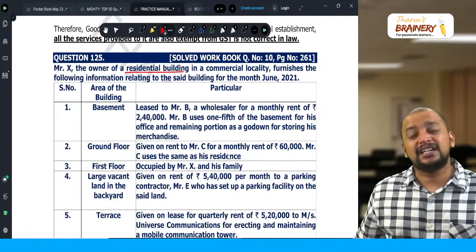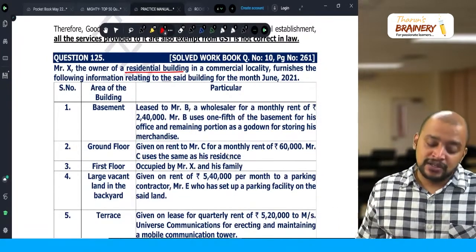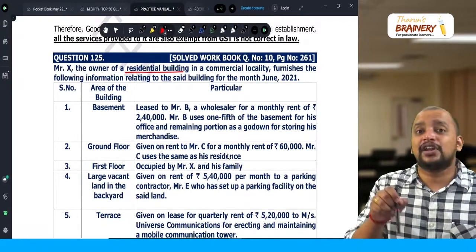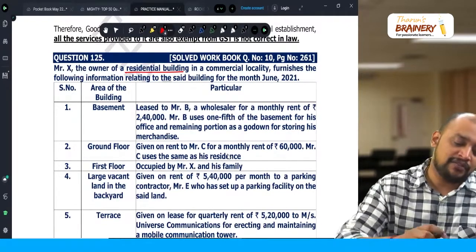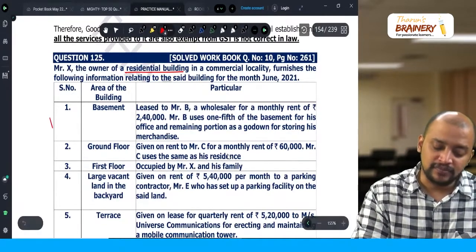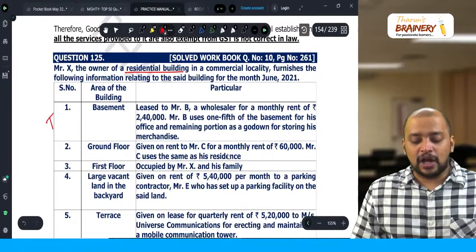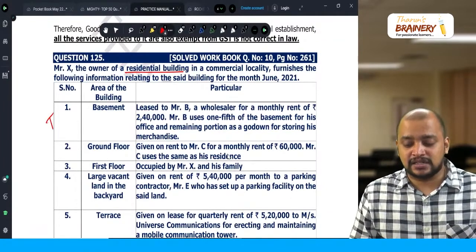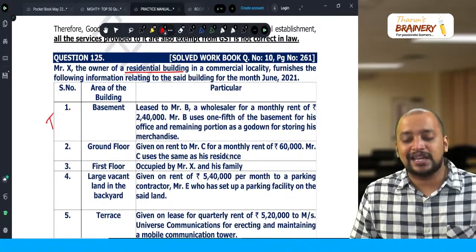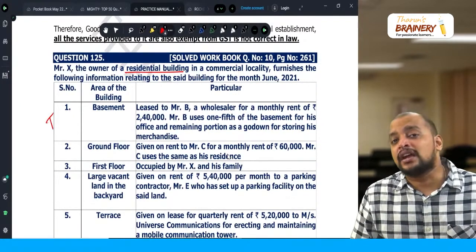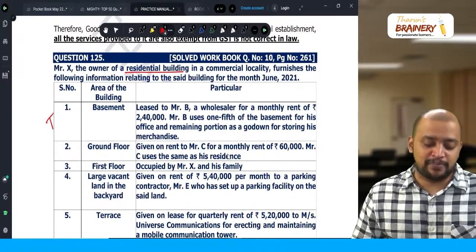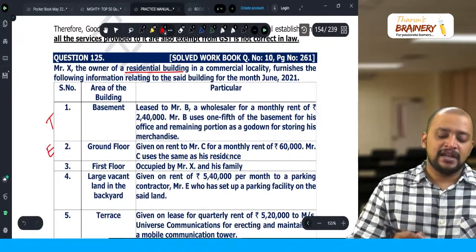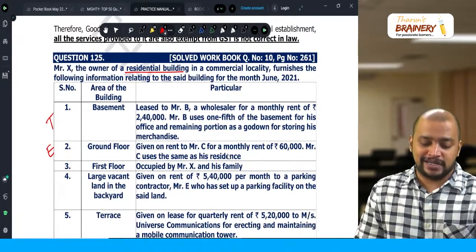So now, it is for what? Commercial purpose. So it's a residential property given on rent for commercial purpose. Therefore, it will be taxable. Then ground floor given on rent to Mr. C for a monthly rent of 60,000. Mr. C uses the same as his residence. So renting for residential purpose is exempted.